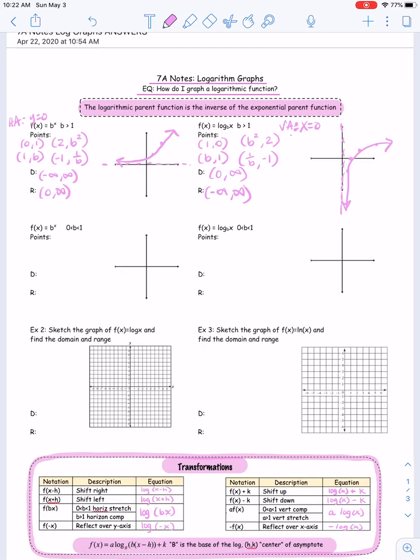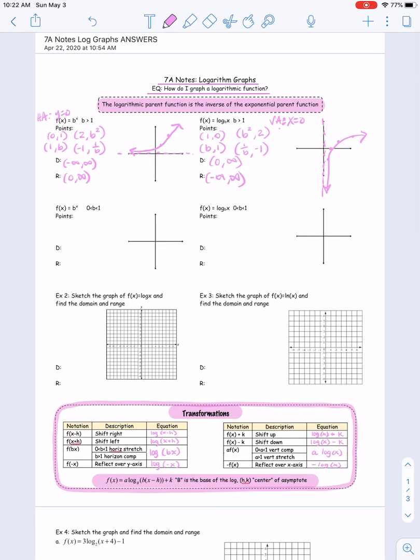All right. So that's what it looks like if our base is greater than 1, which is the majority of the time what you're going to see in logarithmic functions. It's very rare that we have a base in a log function that's between 0 and 1.